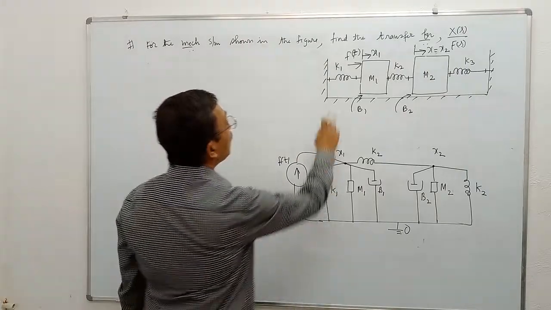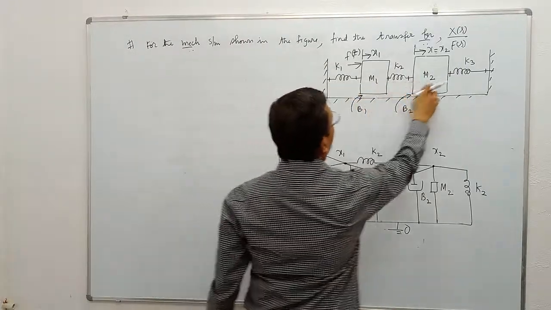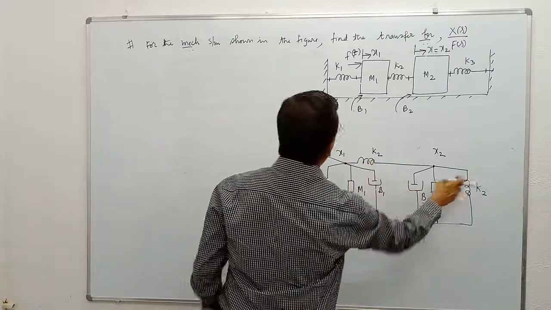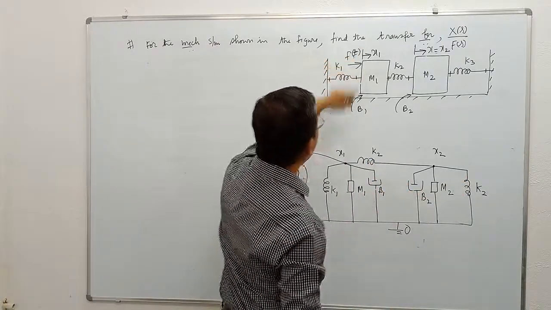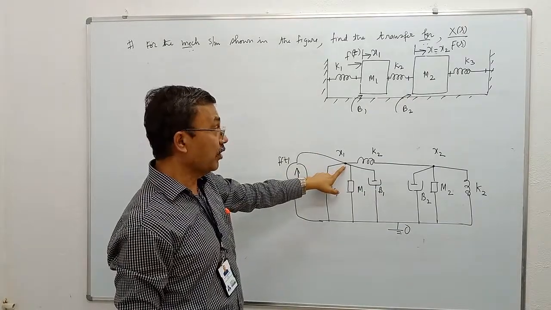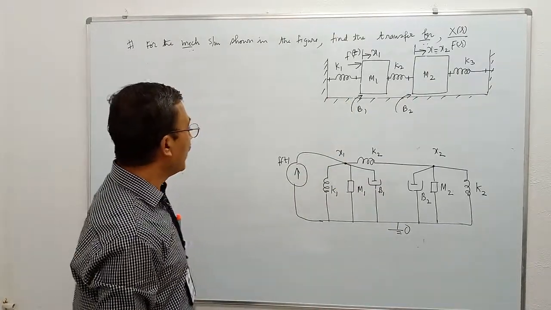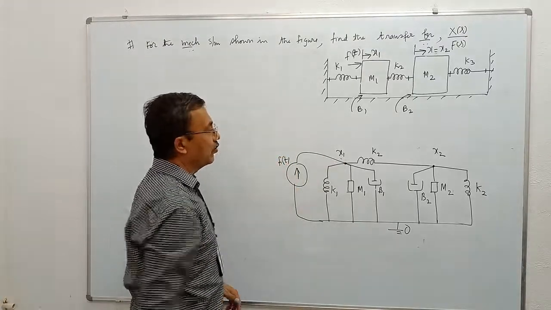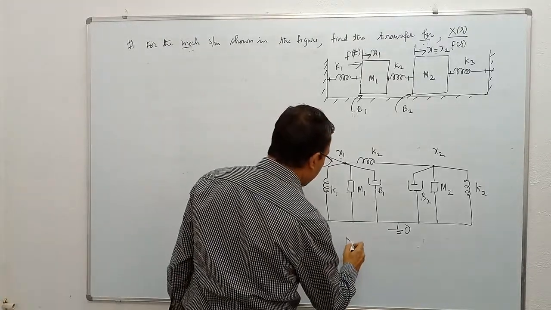Count the number of elements: 1, 2, 3, 4, 5, 6, 7. And a force F of t is applied to M1. Anything applied to M1 shall be applied at X1 because X1 is the displacement of M1. The direction of force F of t is always into the node X1. This is the mechanical network.